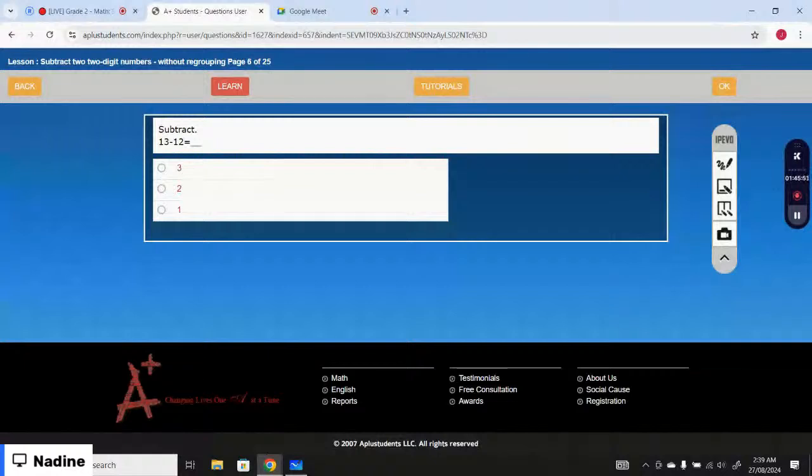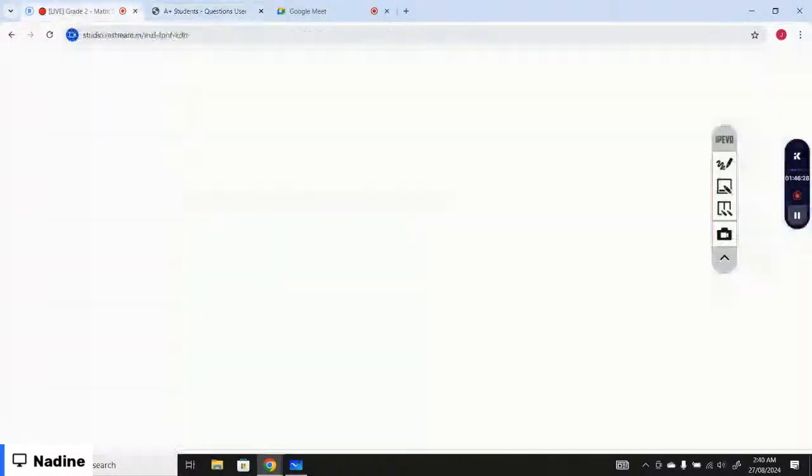13 take away 12, which is the correct option? That is 13 take away 12 is 1. Option number 3 is the correct option.